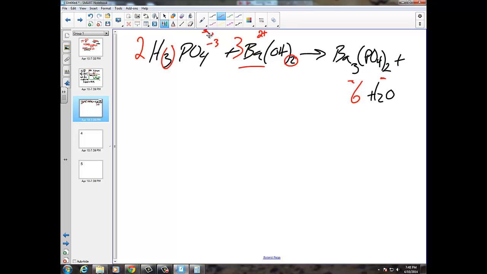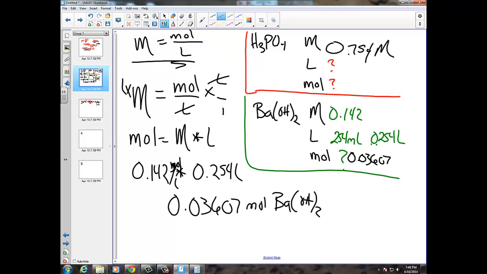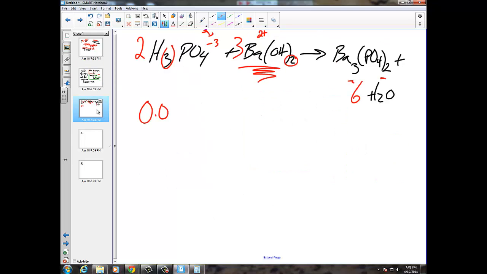I already know my moles of barium hydroxide, so I can use that as my starting point. That number from back here was 0.03607, use your units, moles of BaOH2. I promise if you set things up in the manner that I show you and use your units, you don't have to memorize anything and you won't confuse yourself.